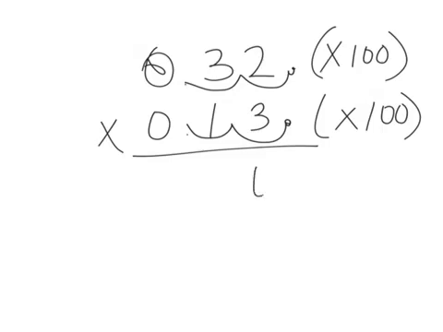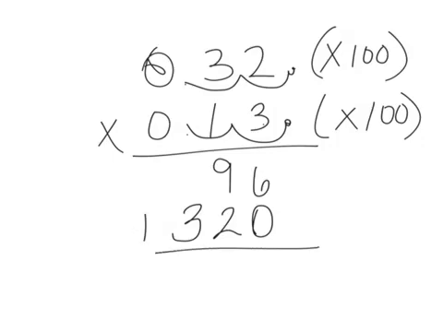3 times 2 is 6. 3 times 3 is 9. Now, since I'm working in the tens place value, I have to add a 0. 1 times 2, or 10 times 2, is 20. 10 times 30 is 300. So there's my 300, because that's in the hundreds place value. So I add it all together. 6, 11, carry the 1, and this is 4. So I have 416. Am I finished?